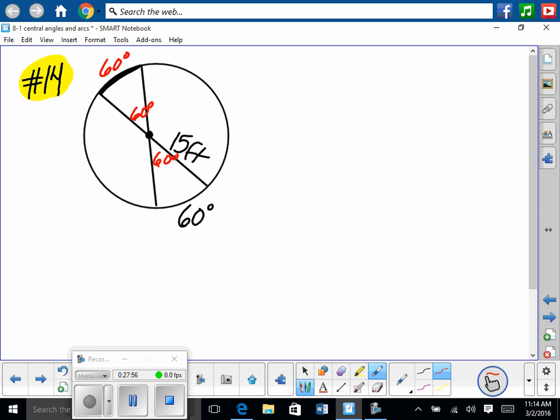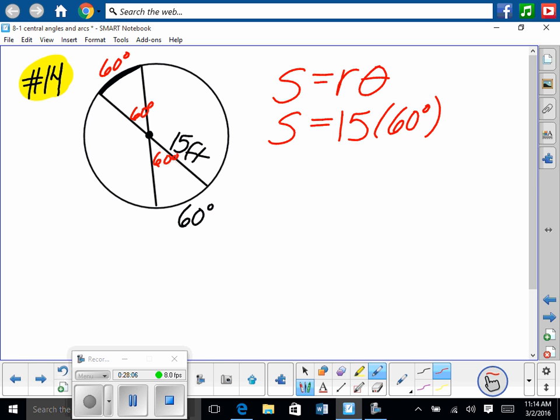So we know the length of the arc is s equals radius times theta. The length of that arc will be our radius, which is 15, times theta, which is 60 degrees. Doesn't 60 degrees need to be changed to radians? So shouldn't we multiply that by pi over 180? Now take your calculator: 15 times 60 divided by 180, you get 5, so 5 pi.